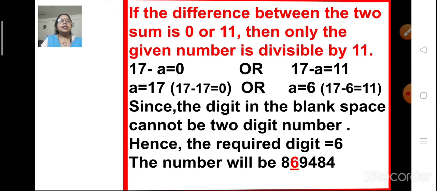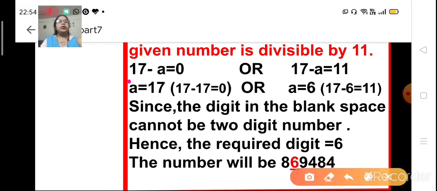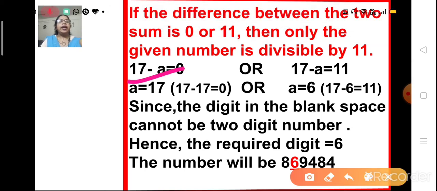Now, let us consider this. For the number to be divisible, the difference should be either 0 or 11. In the first situation, if we consider 17 minus A to be 0, we have to take A as 17, because 17 minus 17 becomes 0. But we cannot take a double digit number here in the blank. So, we cannot take 17.